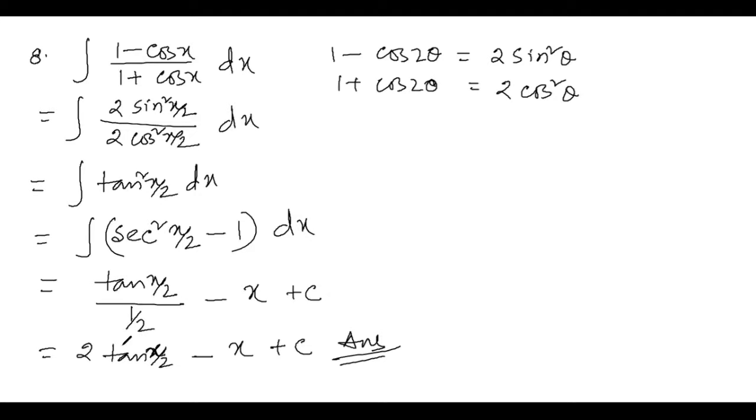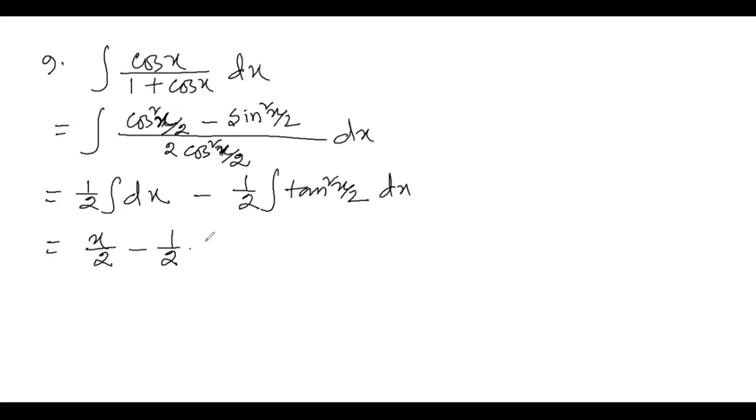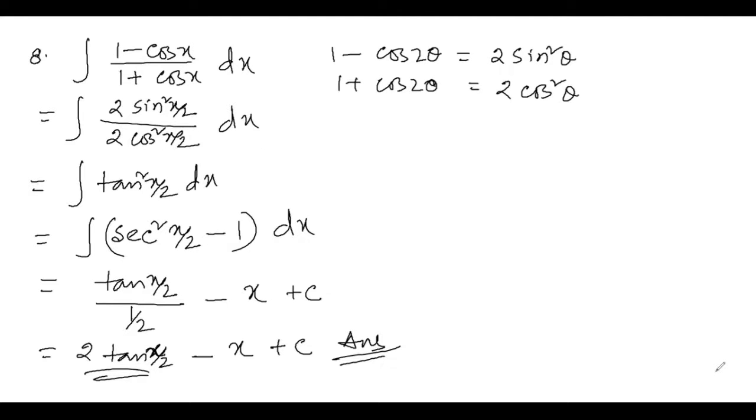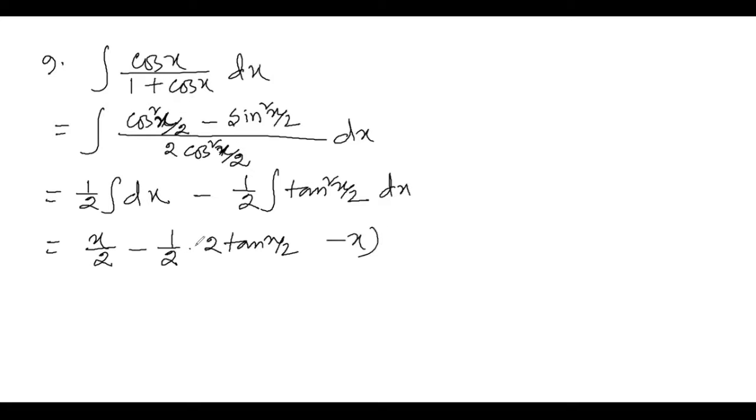Tan square x by 2, its integration is 2 tan x by 2, discussed in a previous sum. So you can write it as 2 tan x by 2 minus x. This is the integration of tan square x by 2 plus c.